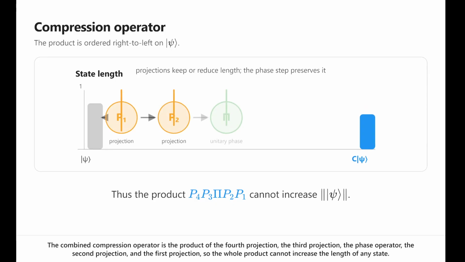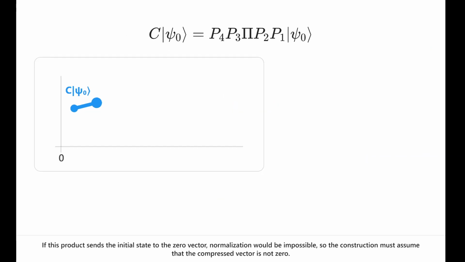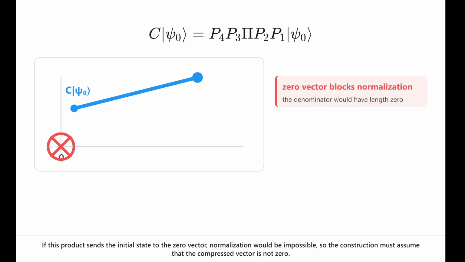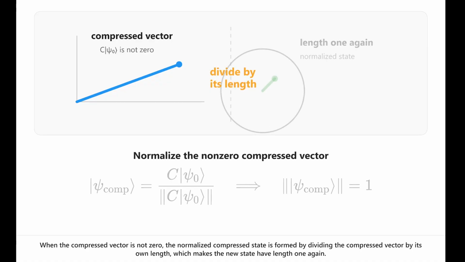The combined compression operator is the product of the fourth projection, the third projection, the phase operator, the second projection, and the first projection, so the whole product cannot increase the length of any state. If this product sends the initial state to the zero vector, normalization would be impossible, so the construction must assume that the compressed vector is not zero. When the compressed vector is not zero, the normalized compressed state is formed by dividing the compressed vector by its own length, which makes the new state have length 1 again.